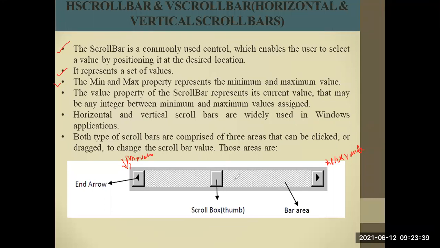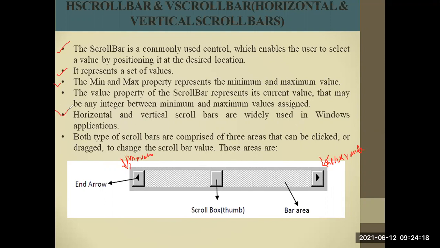Fine, clear? It is very simple. It is basically used by the user to select a value by positioning it in the desired location. Each of these positions is associated with certain values. The important properties are minimum and maximum, which identify the range of your scroll bar. At any position, the scroll bar gives the current value of the value property, in between the maximum and minimum.